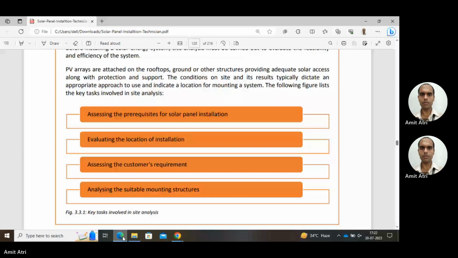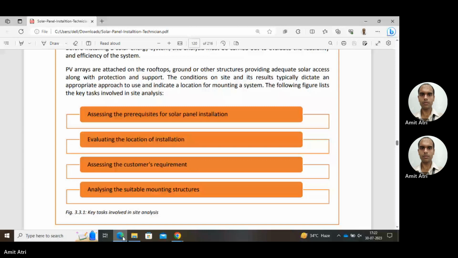The first one is assessing the prerequisites for the solar panel installation. Prerequisite means prior: these requirements should be done, and only then can we install our solar panel. Then evaluating the location: we have to evaluate where we have to install the panel. Assessing the customer's requirement: how much energy is required by the customer. And the last one is analyzing the suitable mounting structure.